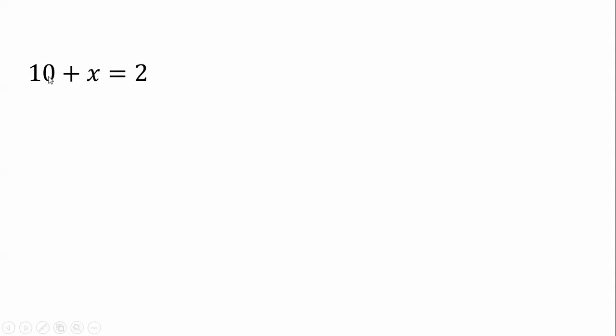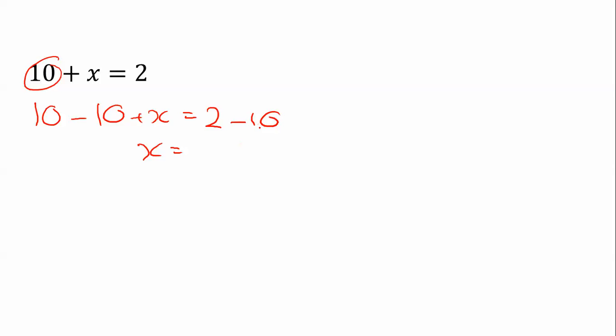So for instance, we have 10 plus x equals 2. So what I need to do is just do one step to get rid of that 10 there, because I want to get the x on its own. So what I'm going to do is the one step is 10 minus 10 plus x equals 2 minus 10. So I'm doing minus 10 on both sides. That gives me the x on its own. 2 minus 10 is minus 8, and there is in fact my one step. So I've taken 10 from both sides and I have the solution.